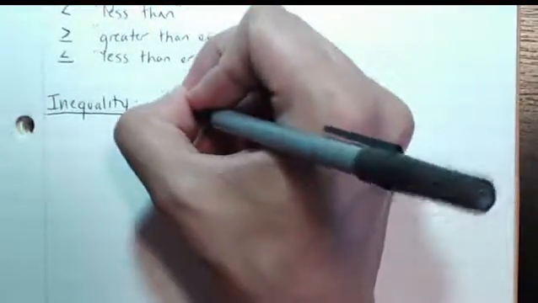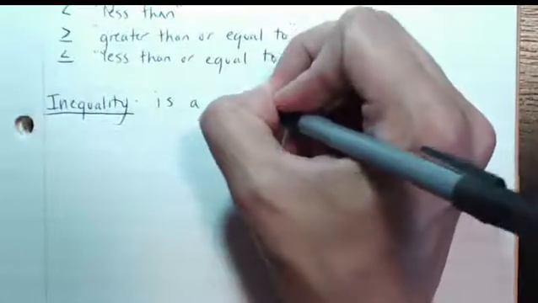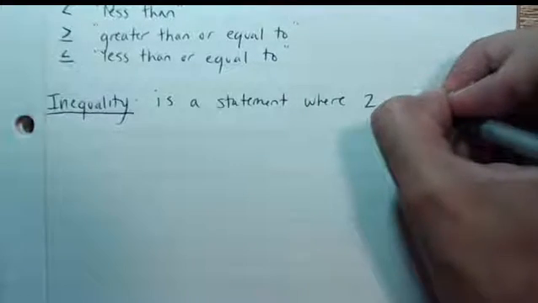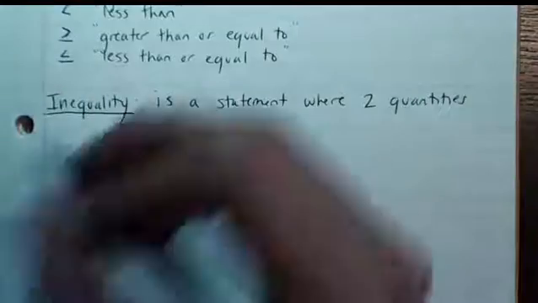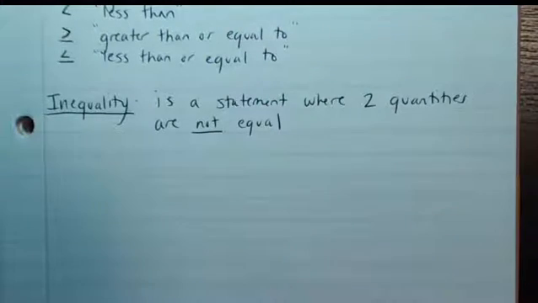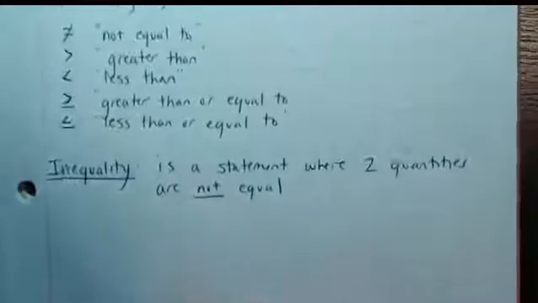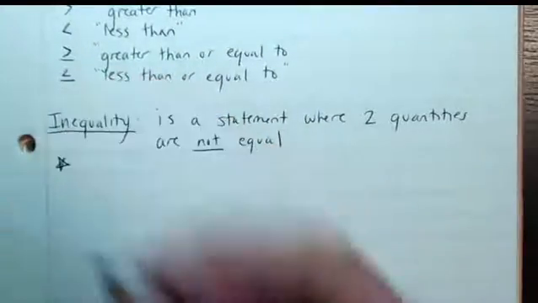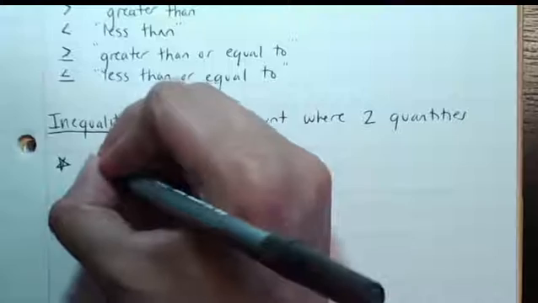okay, an inequality is a statement where two quantities are not equal. So that's why we have these symbols, because we're going to use one of these to show that they're not exactly equal. One side might be greater than the other, or the other side might be less than the other. It just depends. We want to make the statement true at the end, so it's not always going to be equal.